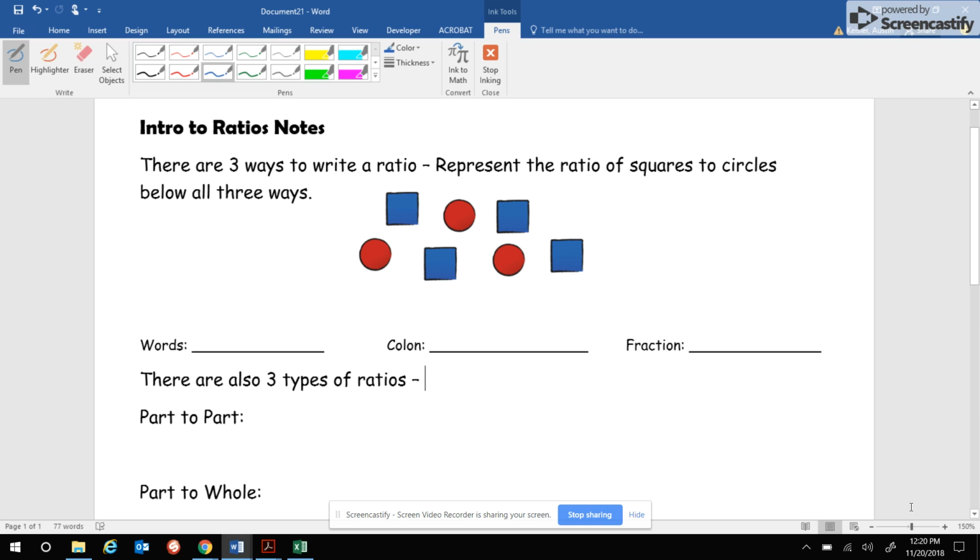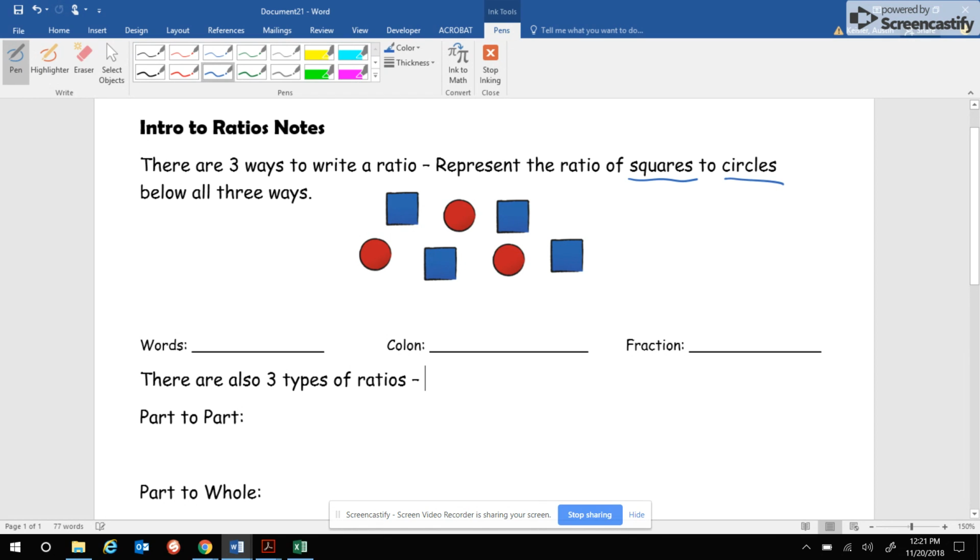All right, we're going to look at ratios, and we're going to keep it pretty basic this time around, just an intro to ratios. The first thing is there's three different ways to write a ratio. And my question right here tells me to represent the ratio of squares to circles below all three ways.